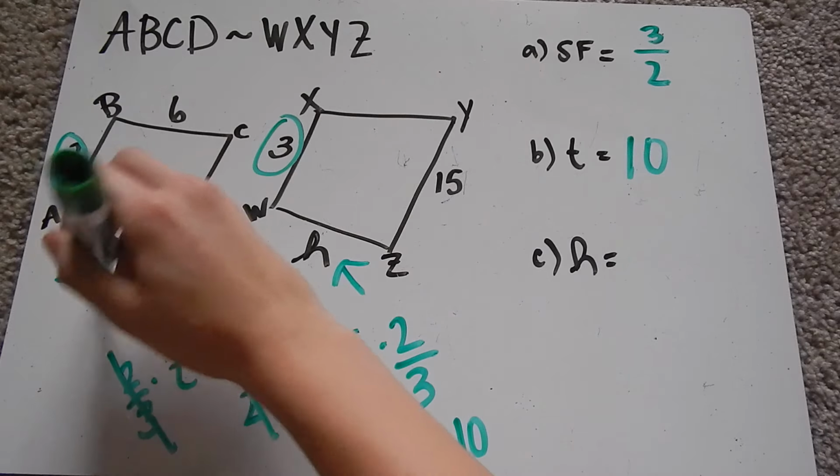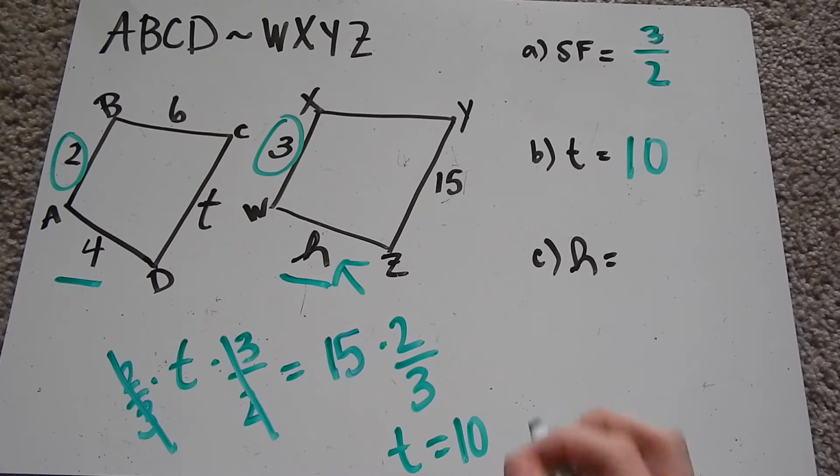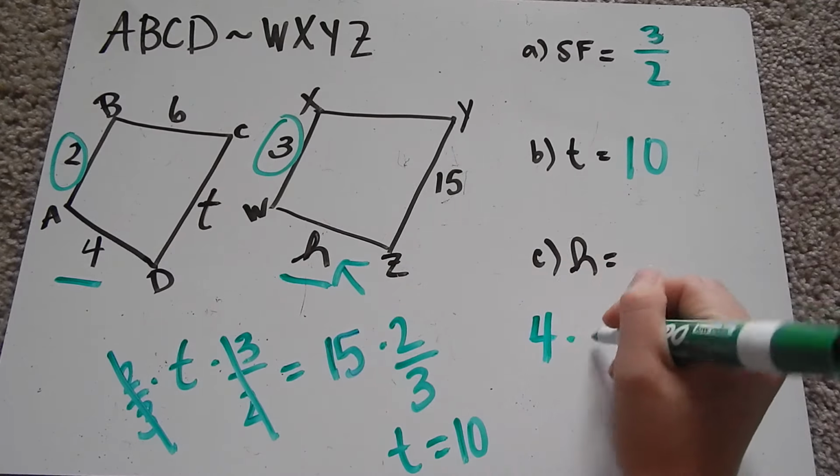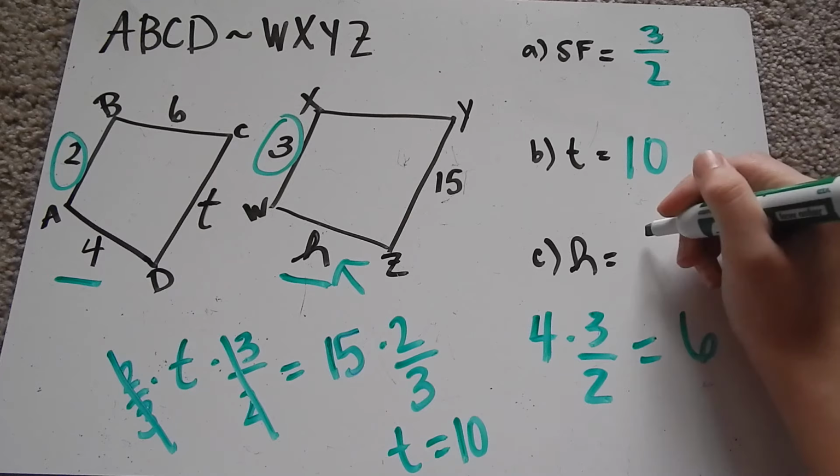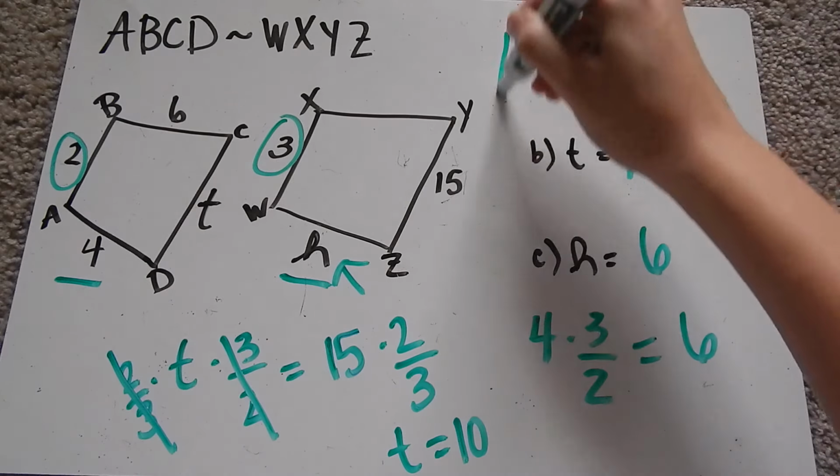Then I want to find h here. So I have my corresponding side of 4. So it's going to be 4 times the scale factor, 3 over 2. And just work that out, we get 6. So h is equal to 6.